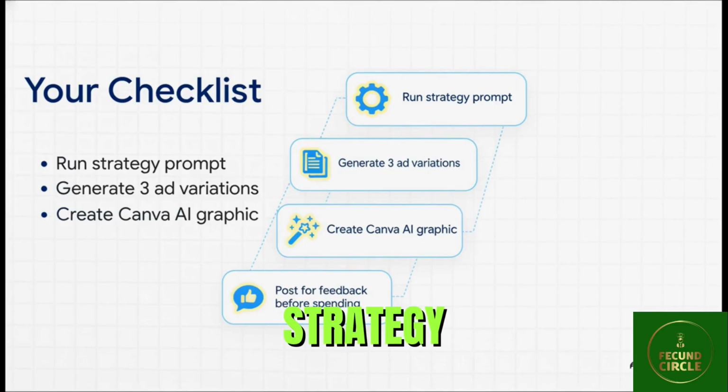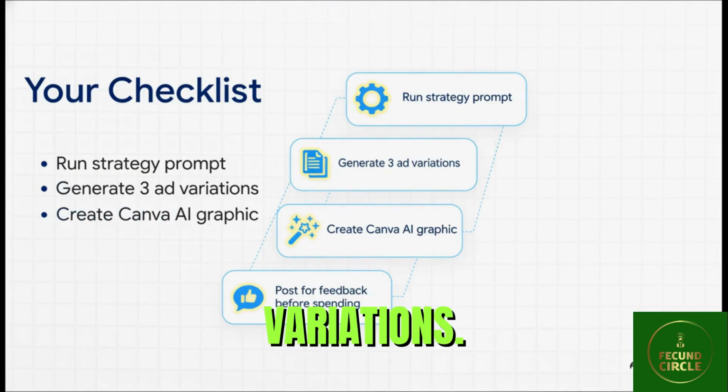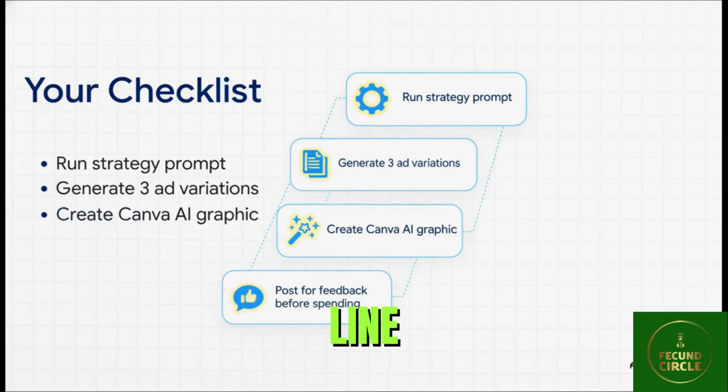First, run that initial strategy prompt we talked about for your specific business. Second, get the AI to generate 3 different ad copy variations. Third, take your favorite line out of those 3 and spin it up into one killer graphic using Canva AI. And finally, go share your strategy and that creative with a trusted colleague or your community to get some real feedback before you spend a single penny on ads.